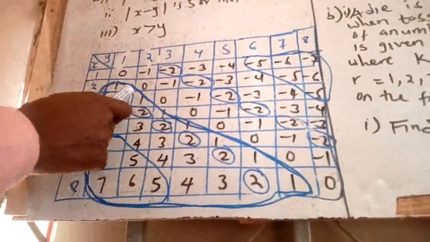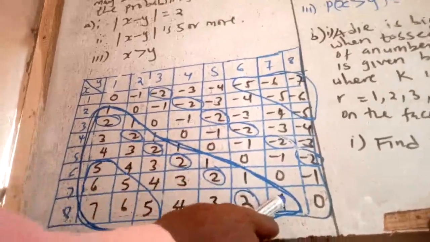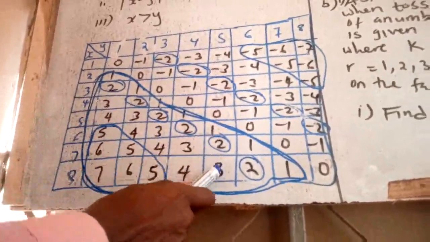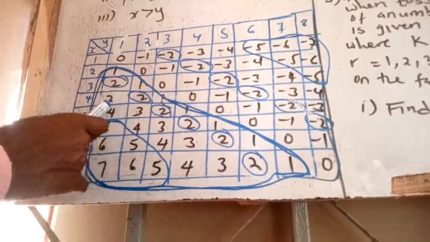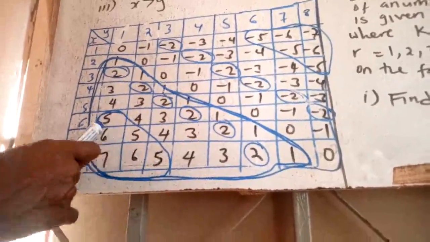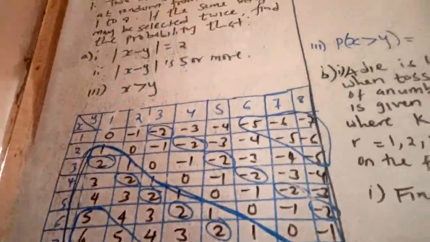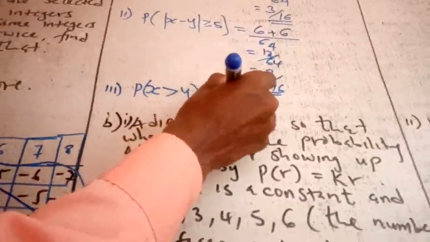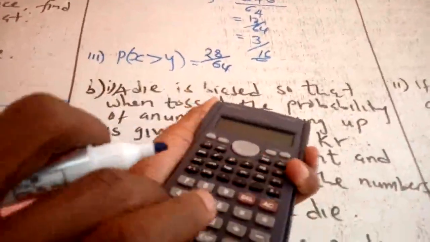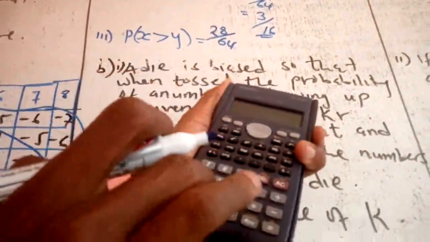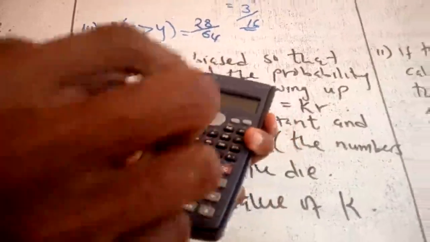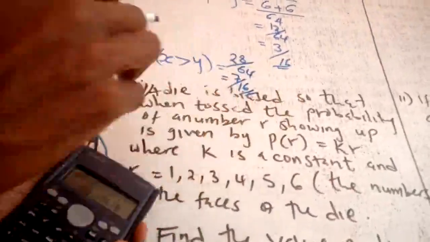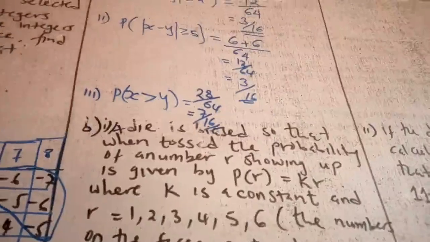So I have 1, 2, 3, 4, 5, 6, 7, 8, 9, 10, 11, 12, 13, 14, 15, 16, 17, 18, 19, 20, 21, 22, 23, 24, 25, 26, 27, 28. And therefore, I'm going to write 28 out of 64. If I put it on my calculator, I get the value 7 over 16. And therefore, the simplification is 7 over 16, and that becomes the answer to my question.